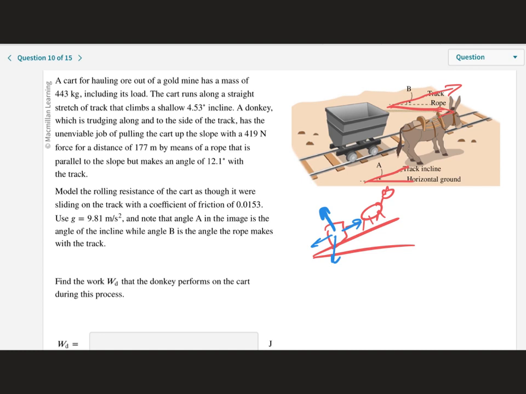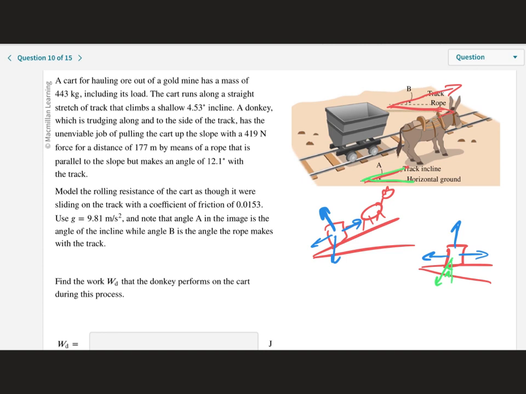So instead, I'm going to redraw it so that it's flat. And I'm not changing anything, but I'm just drawing it in a more convenient way. I'm changing my coordinate system to be more convenient. And looking at it now, you got the donkey force, the normal force, and the frictional force all on the XY plane, and the only one that's not on the XY plane is gravity, and it's making our angle A with the ground. So this angle here is angle A from the drawing. That's this one right here.